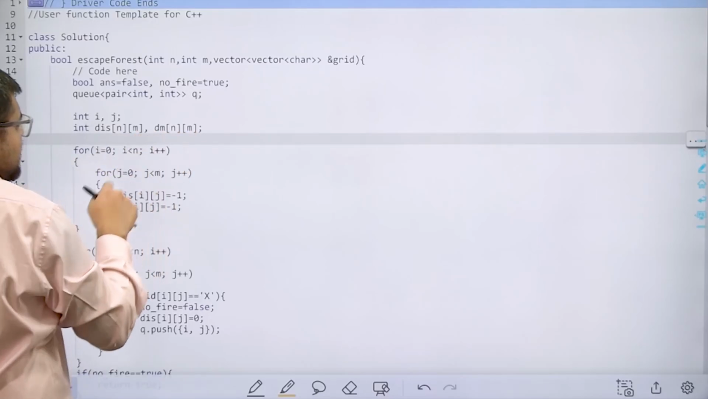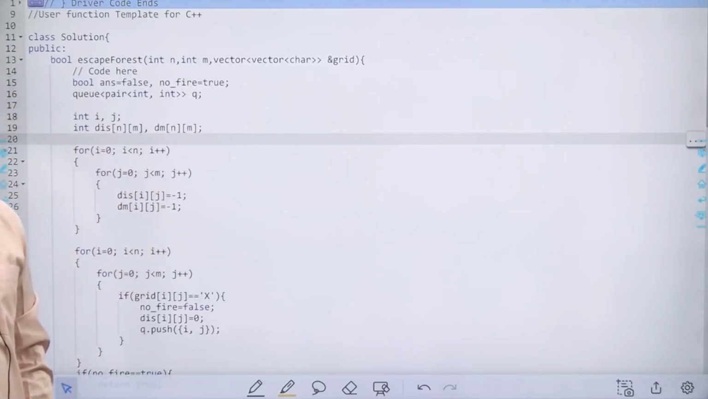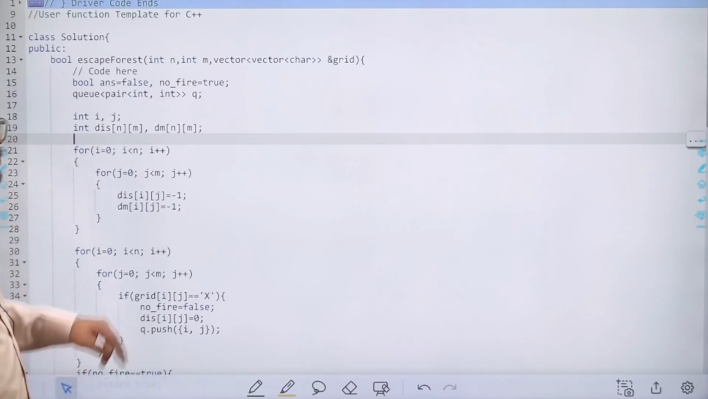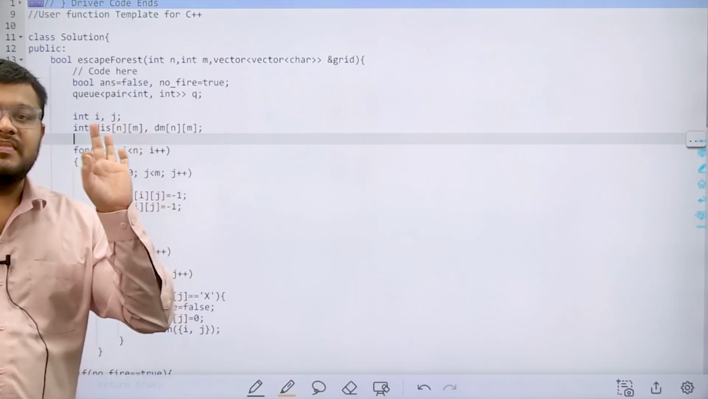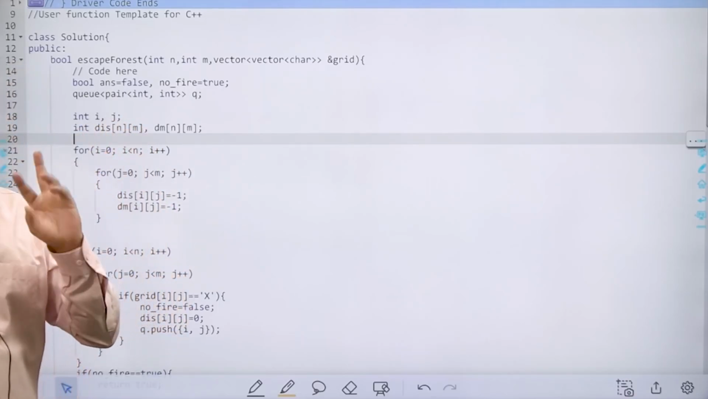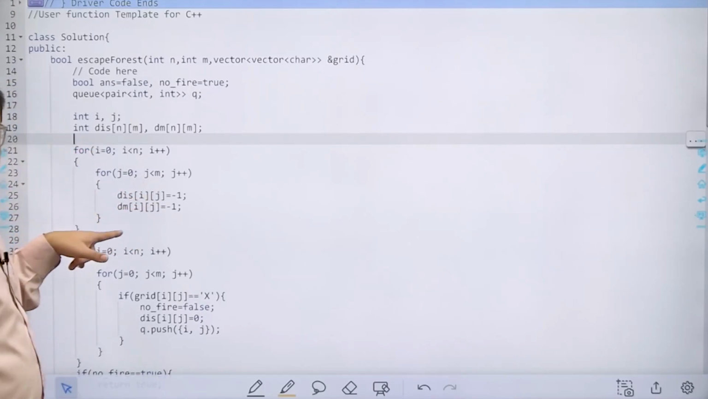I have distance and dm. What does distance represent? It will represent the time at which a particular cell gets fired up for the first time. dm of ij will represent the minimum time at which the man can reach the cell i comma j. Then initially I have marked all of them as -1 by default.